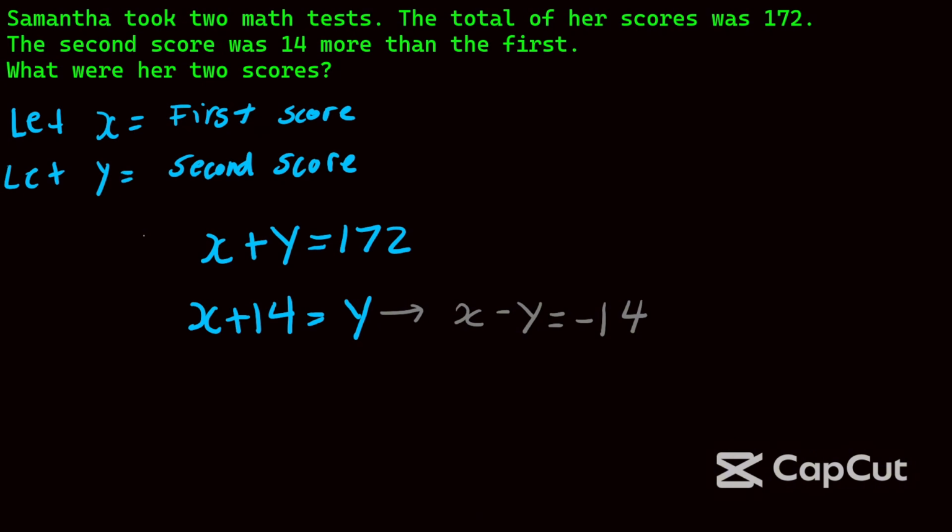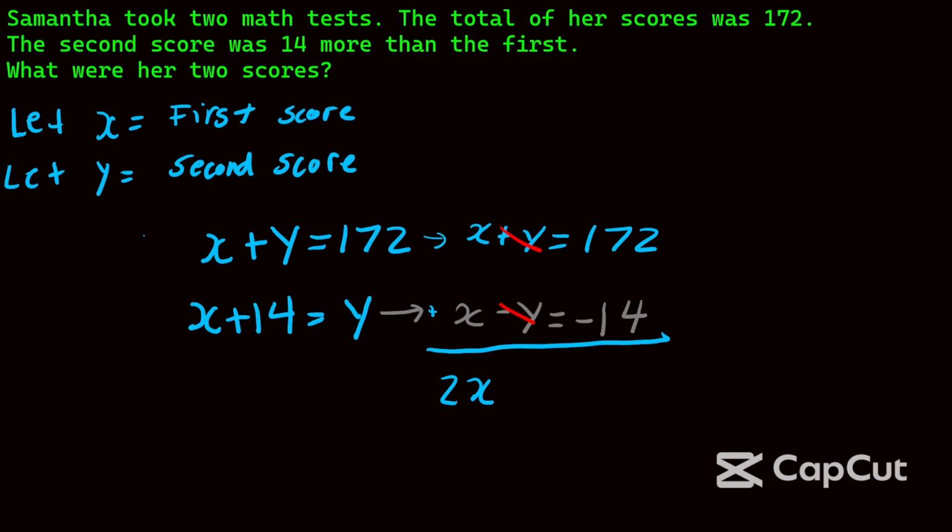Okay, now that I have that, I'll put this. I don't need to change. X plus y is the same spot. X plus y equals 172. And now I can add down. So x plus x is 2x. Y minus y is 0, so these can cancel.